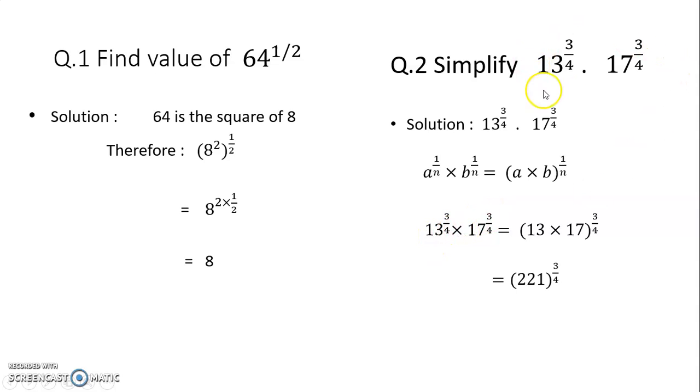So let's take this question. Okay, apply the same law, that is multiply 13 and 17 which are in the base and take 3 by 4 outside as a common exponent, and 13 into 17 is 221 and 3 by 4 will remain here. Okay, this is the solution for this.